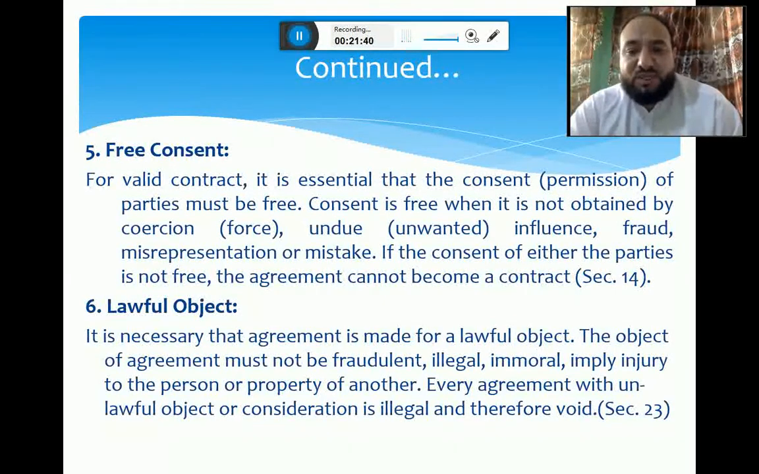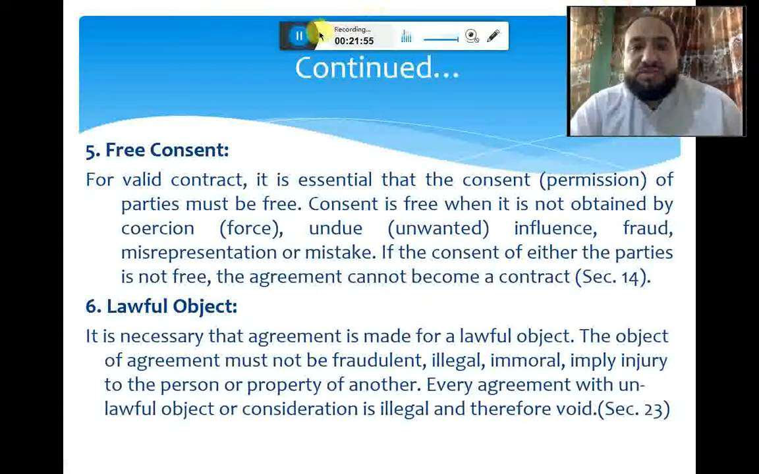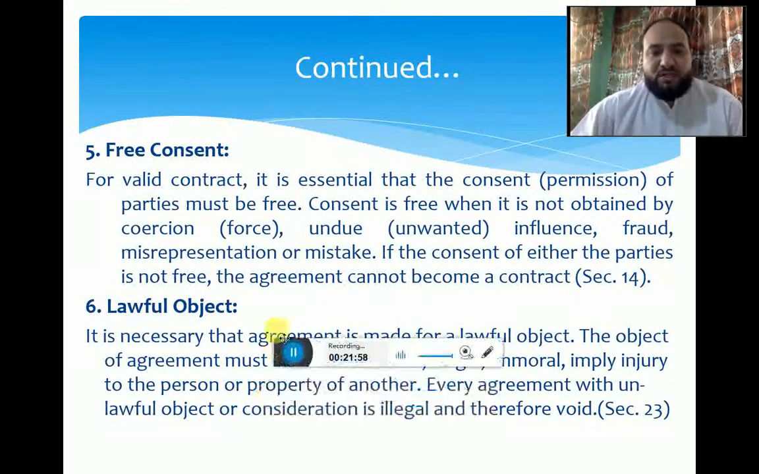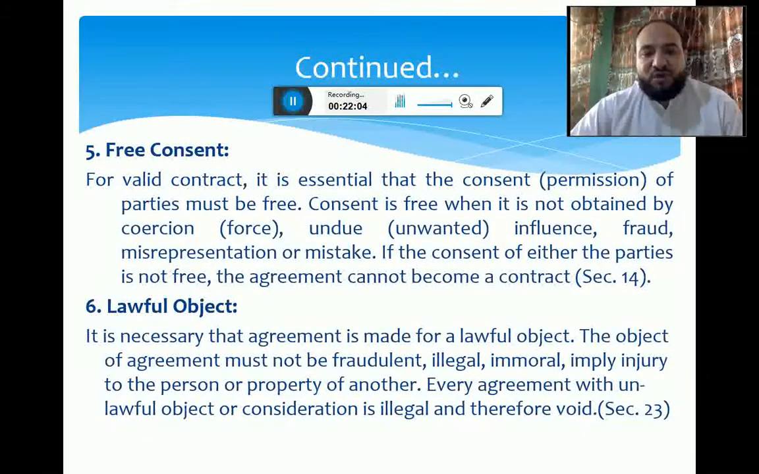Lawful object: it is necessary that the agreement is made for a lawful object. The object of the agreement must not be fraudulent, illegal, immoral, or imply injury to the other person or property of another person. So the object which is traded, given or obtained between the parties should not be fraudulent, should not be illegal, should not be immoral, should not be something which could cause injuries to another person, and should not be the property of another person.